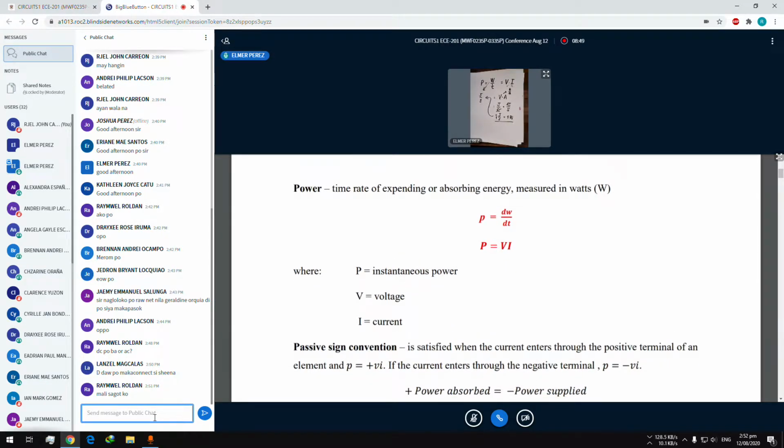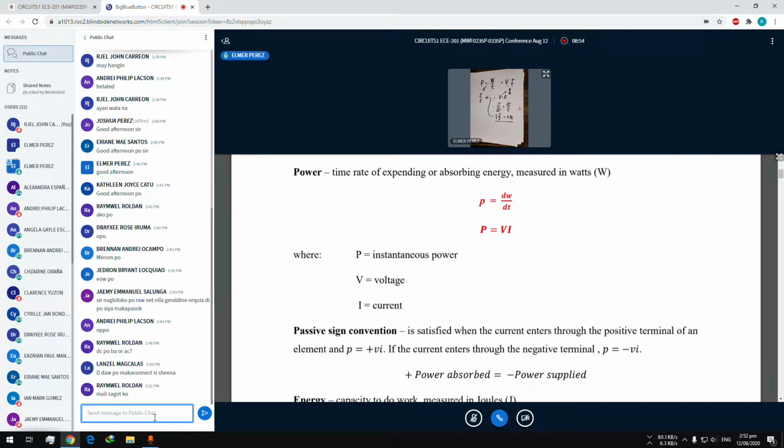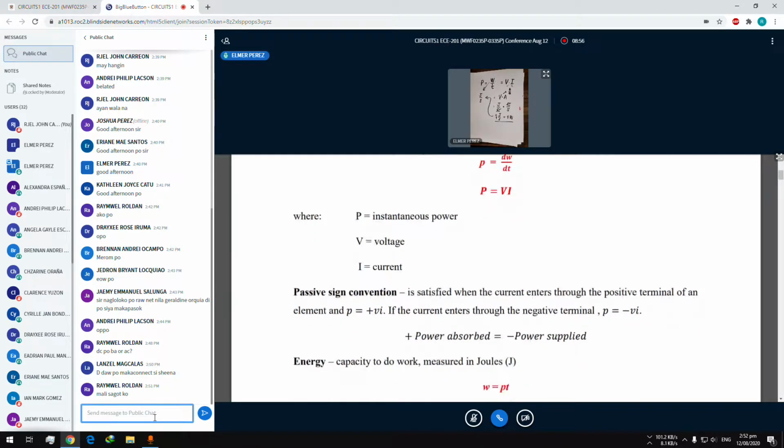Okay, wherein P is the instantaneous power, V is the voltage, and I is the current. So meron tayong passive sign convention. It is satisfied when the current enters through the positive terminal of an element and P is equal to VI is positive. If the current enters through the negative terminal, P is negative VI. Even though power and energy ay pwede silang positive or negative, scalar pa rin sila. Just like temperature, there is a negative temperature, there's a positive temperature, but temperature is also a scalar quantity.